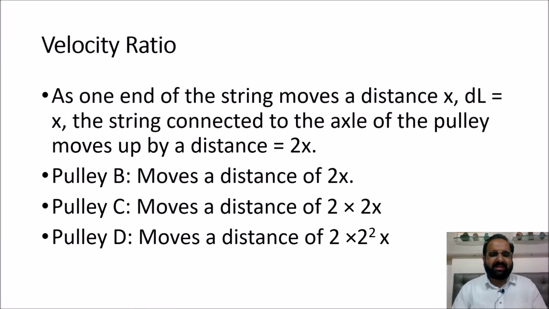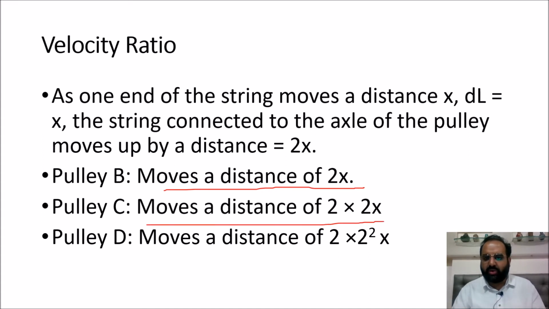Yeah. Then let's go to the velocity ratio. We all have seen this, as one end of the string moves a distance x, dl is equal to x. Then the string connected to the axle of the pulley comes up by a distance 2x. So similarly, pulley B also will move by what distance, 2x. So pulley C also moves by distance 2 into 2x and D moves the distance by 2 into 2 square into x, which we have already covered in the earlier video.